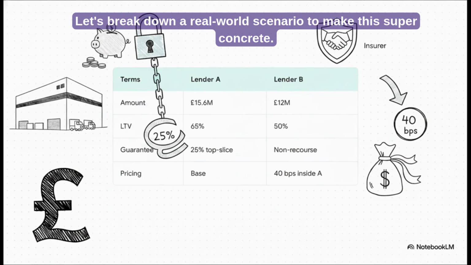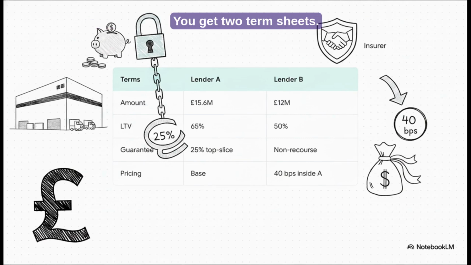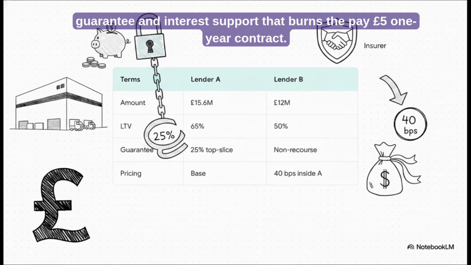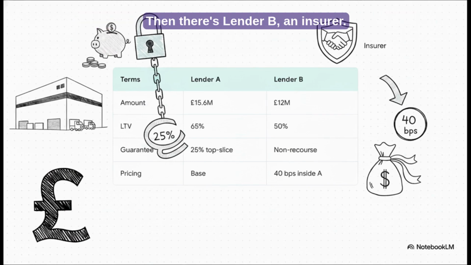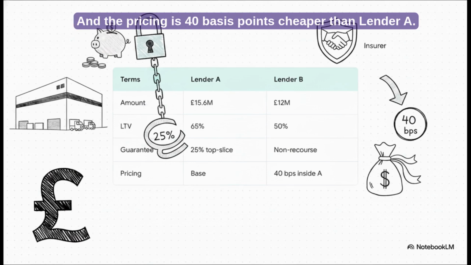Let's break down a real-world scenario to make this super concrete. Imagine you're acquiring a £24 million logistics asset. You get two term sheets. Lender A, a debt fund, offers $15.6 million at 65% leverage, but they demand a 25% top slice guarantee and interest support that burns off at a 1.25x DSCR. Then there's Lender B, an insurer. They're offering only $12 million at 50% leverage, but it is totally non-recourse, carve-outs only, and the pricing is 40 basis points cheaper than Lender A.